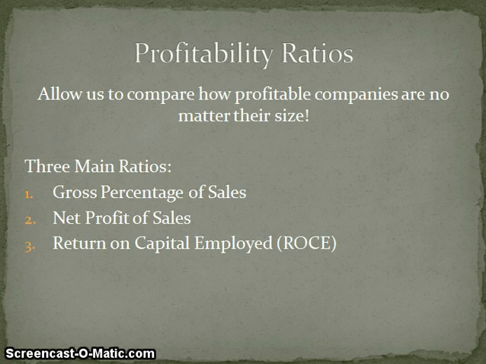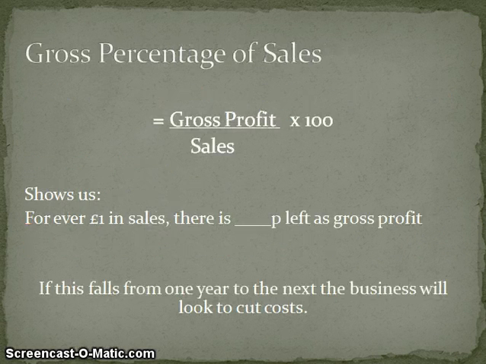In this video, we're going to be focusing on our profitability ratios. As it says here, this allows us to compare how profitable our company is compared to other companies, no matter how big it is. Yes, Apple makes more profit than your local corner shop. However, they may not be more profitable based on what they have to work with. So these formulas, these three ratios that we're going to calculate, help us compare businesses that normally we would not be able to compare. Our first ratio is called the gross percentage of sales.